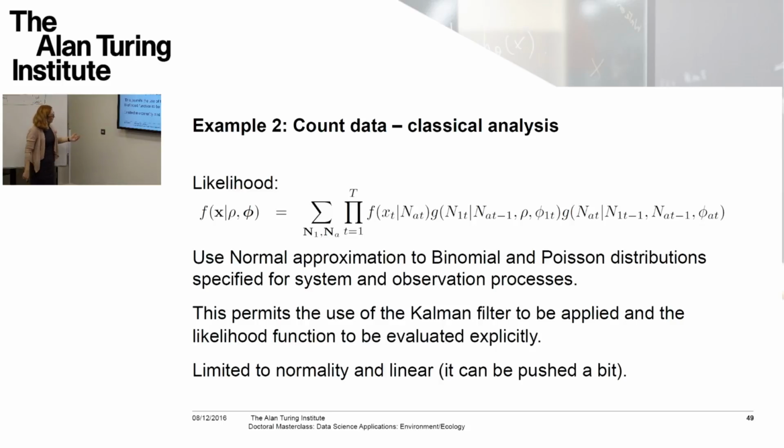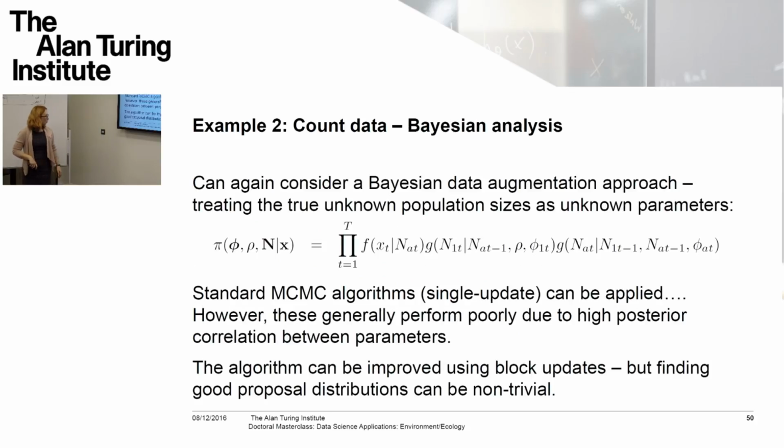So that was the first one, count data, same type of thing. If you're classical, you can do some approximations. If you're Bayesian, you can do data augmentation. So how many of you know about MCMC? Two, three. Right.